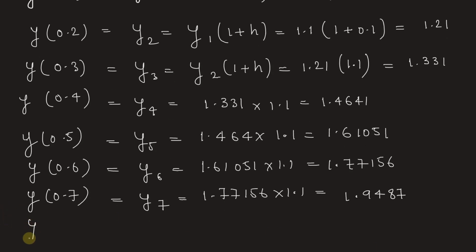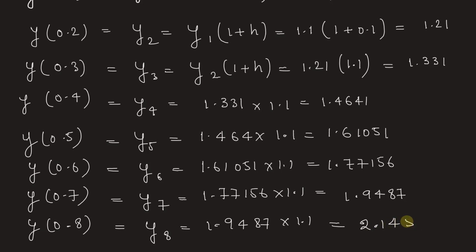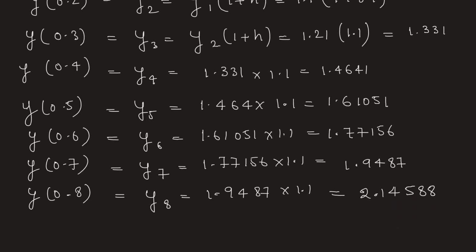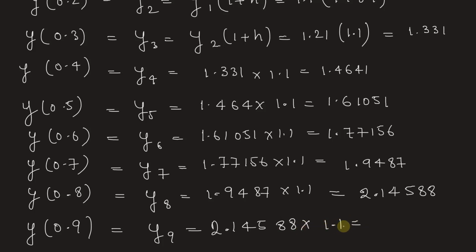Now y8 or y0.8, y of 8 will be equal to 1.9487 multiplied by 1.1, that is equal to 2.14588. Okay, now we are getting closer. We need to find y1 in step of 0.1, so this calculation may look very lengthy, but you will be having a calculator for this calculation, so you need not worry about this type of problems. And please don't think that the problem is lengthy, so you have to leave this problem. Please do try to do these problems in the beginning itself.